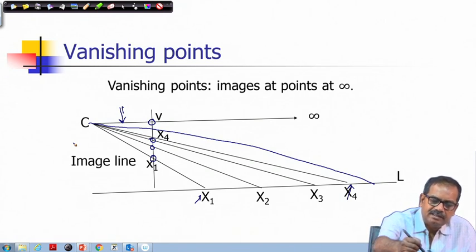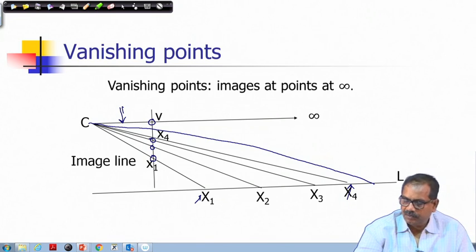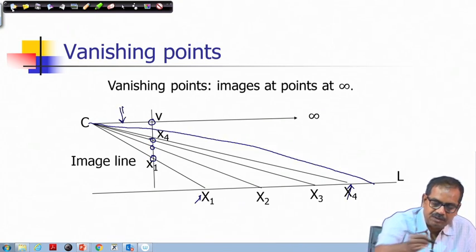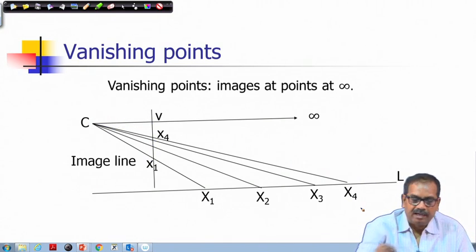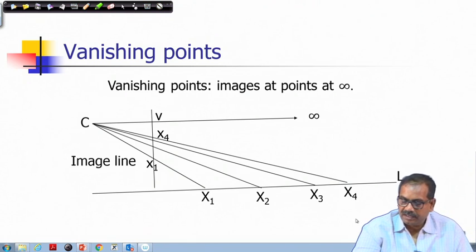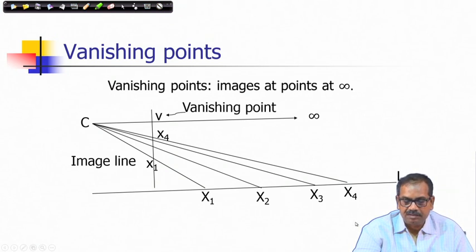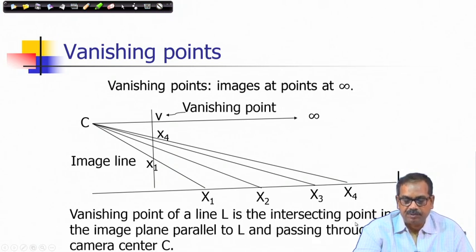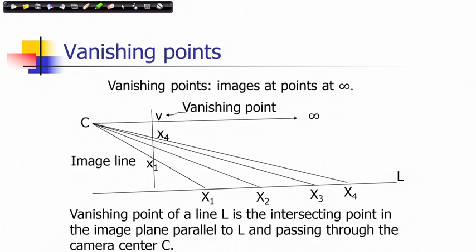So, we extend this idea for imaging of a three dimensional scene on a two dimensional plane, and we will see what kind of conditions we get. As I mentioned, this is a vanishing point, and this is a summary: the vanishing point of a line L is the intersecting point in the image plane of the line parallel to L and passing through the camera center C.